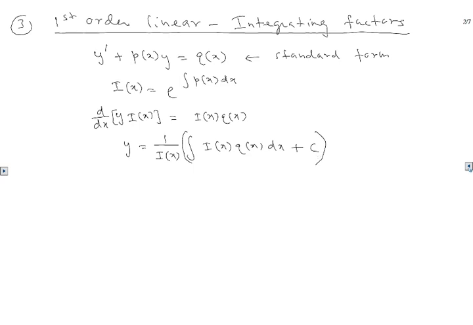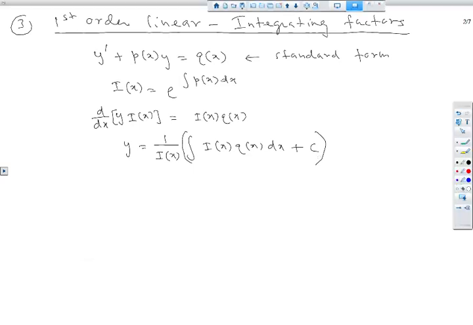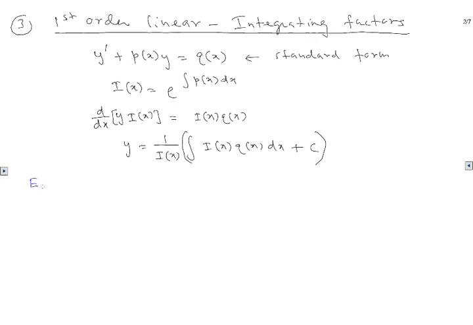So you can try these problems. This is exercise number 3. You can do A: y prime plus 3y equal x e to the negative 2x, and B, you can try x y prime plus 2y equal sine x over x.